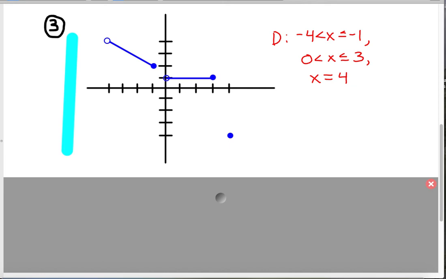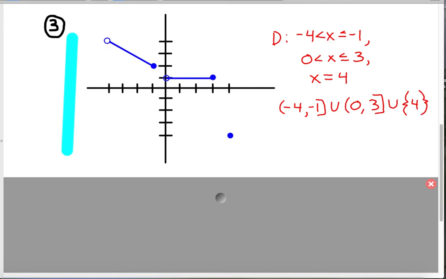If I was using interval notation, then I would write it this way. I'd say -4 with a parenthesis, and -1 with a bracket, because we're including the -1, union with, and then we're going to go 0 to 3. Don't include the 0, so use a parenthesis. We're including the 3 because it's a filled-in circle, so we use a bracket. And then union with, and now it's one specific value, so we're going to use those braces for set notation, and that would be the x value of 4.